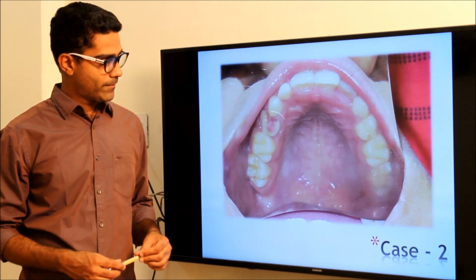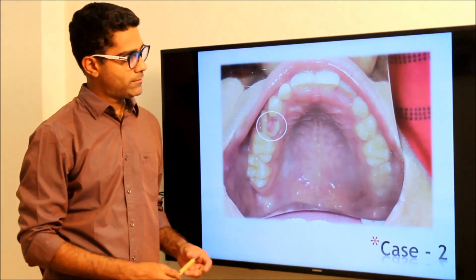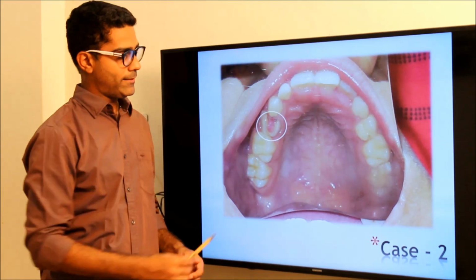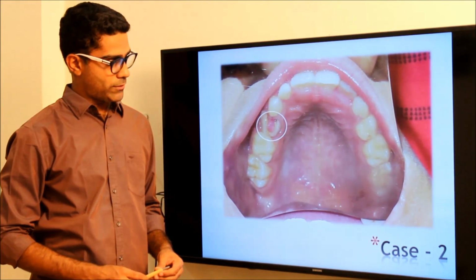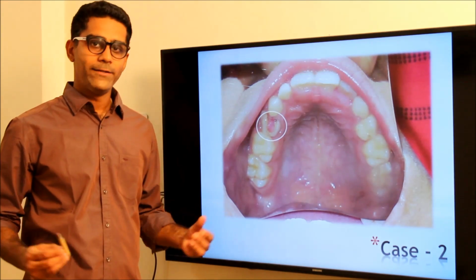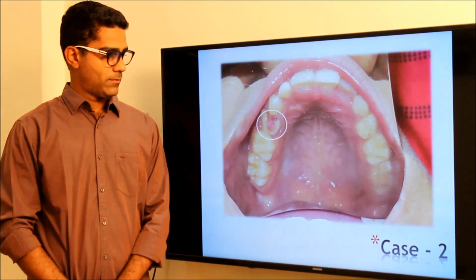Seeing this case, this is a maxillary arch, permanent central incisors with a unilateral tooth loss. So here my appliance will be a band and loop again. A band and loop is usually the most commonly used space maintainer.